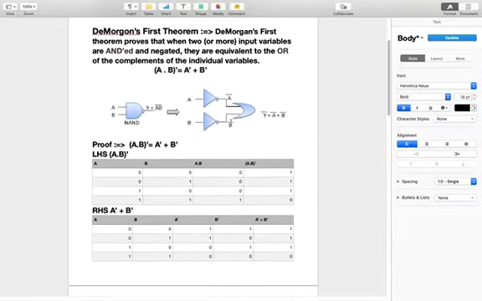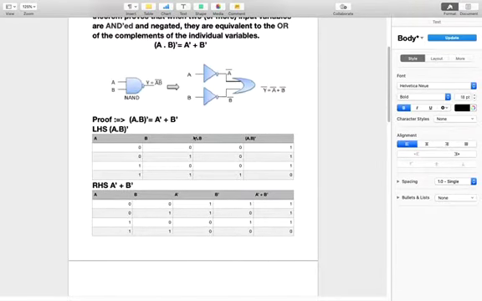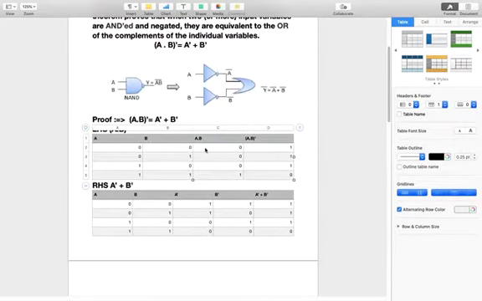To prove this theorem, we use a truth table. In the truth table, first we find the LHS, the expression (A dot B) not. Here we have A and B, so we find A dot B, which means logical multiplication. 0 dot 0 equals 0, 0 dot 1 equals 0, 1 dot 0 equals 0, and 1 dot 1 equals 1. And we find the NOT of A dot B. So the inverse of 0 is 1, 0 is 1, 0 is 1, and the inverse of 1 is 0.